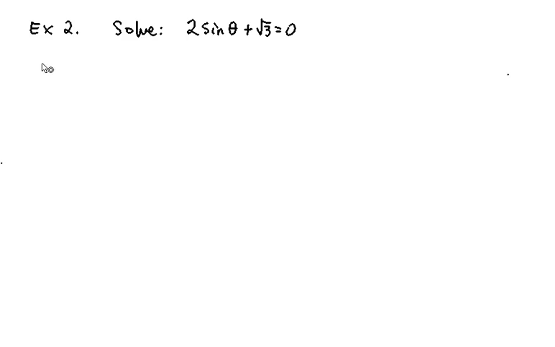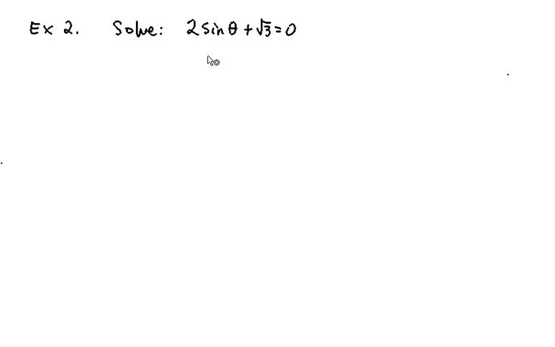Okay, let's look at another example. Example 2. Solve 2 sine of theta plus root 3 equals 0. So again, my goal is to get the sine of theta by itself. You can see right away root 3, 2, you can see where this is going. This is going to look like a nice number that I can solve.